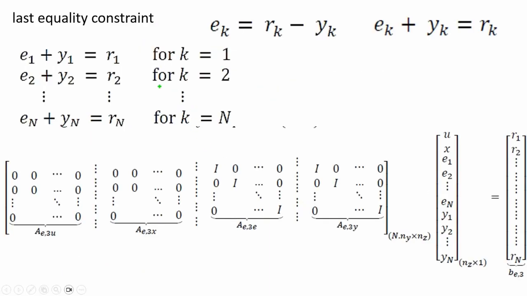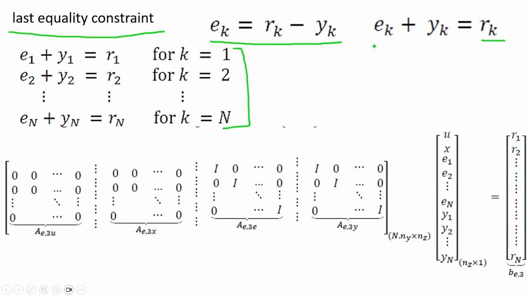Now we have the last constraint left, which is the error equation. Using this last constraint, we will make the matrices for the last row, AE3 and BE3. Let's do that. Since this constraint has to be satisfied for the whole prediction horizon, let us write it from k equals 1 to k equals n. We are taking the reference to the right-hand side because the reference is known throughout the prediction horizon.